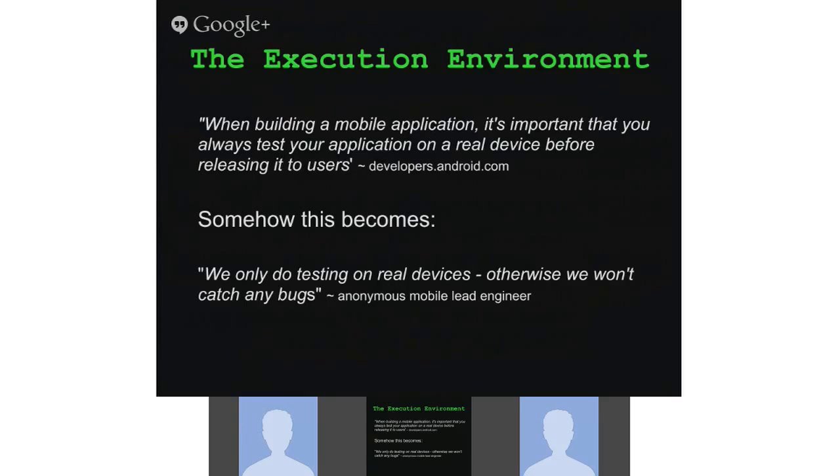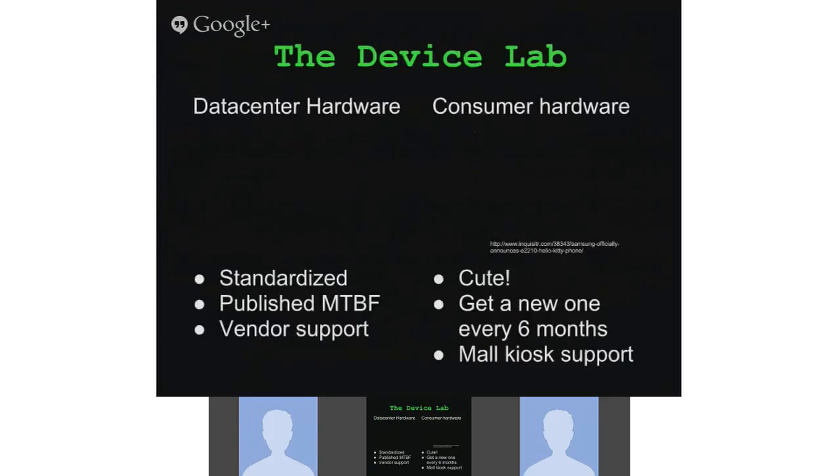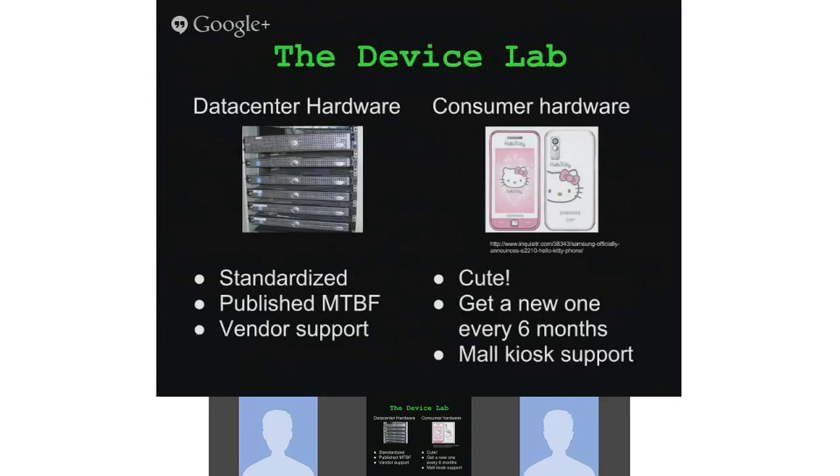So to do testing, we need to have a device lab. We need to have a place to run tests. So we have a choice. We can choose data center hardware, which is gray and boring, but it's reliable, stable, it's standardized. It has published data about mean time before failure, so you exactly know the time when to replace your hardware. And you have good vendor support 24/7.